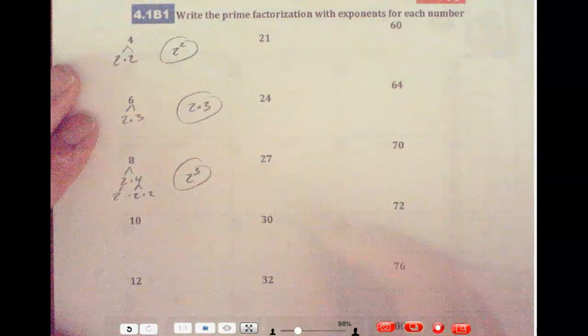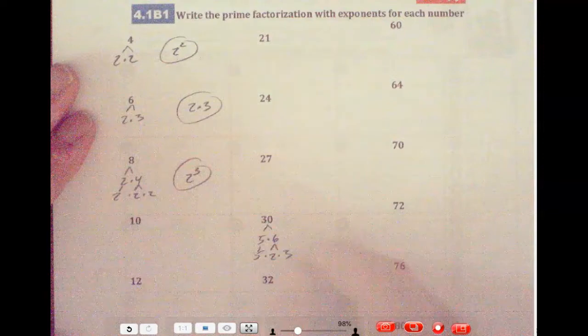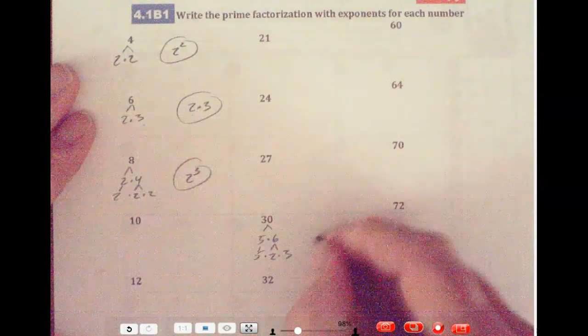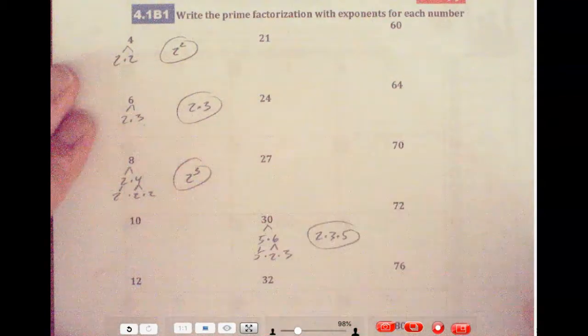Okay, let's try 30. Well, 30 would be any two factors. You might like 10 times 3. I like 5 times 6. When you prime factor, the closer the two factors are together, the fewer steps. So 5 is prime. 6 is 2 times 3. And those are all prime, so there it is. It's 2 times 3 times 5. And I just try to put them in order from least to greatest. This is typically the way they're going to find it.